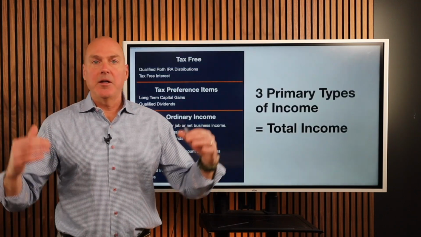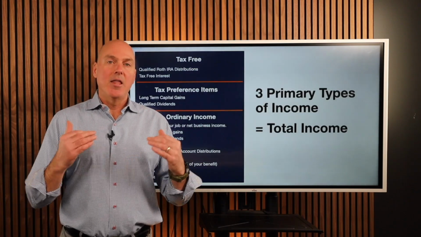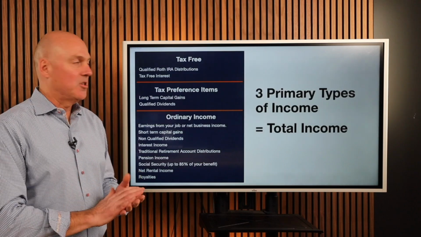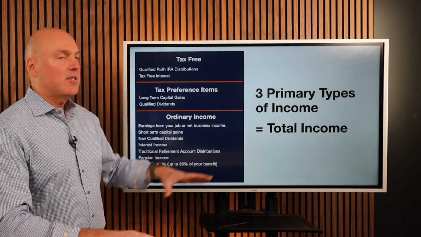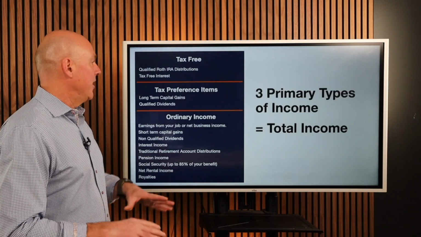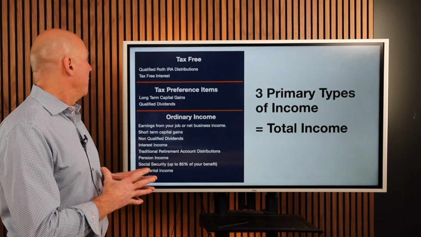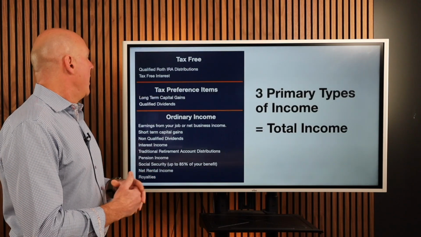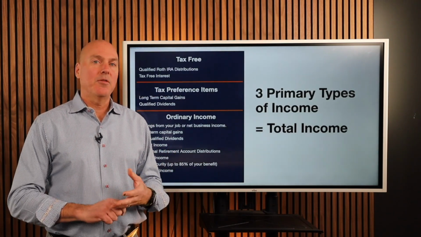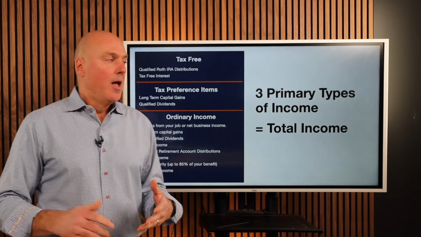Let's get into a very high-level overview of how your taxes are calculated, what goes into that modified adjusted gross income, and then we're going to talk about adjusted gross income as well. If you look at all of your income, every possible way that you could make money really falls into three broad categories. We have tax-free income. That's going to be primarily from two sources: qualified distributions from a Roth retirement account and tax-free interest from things like municipal bonds.